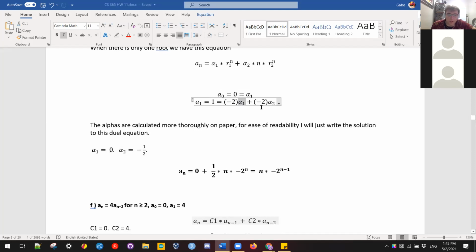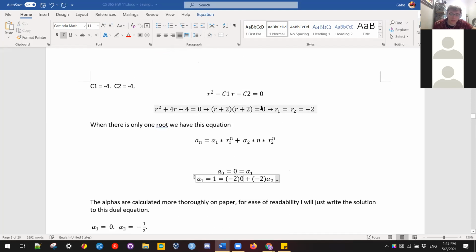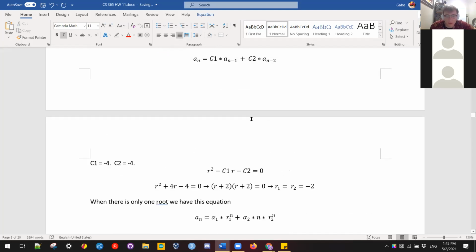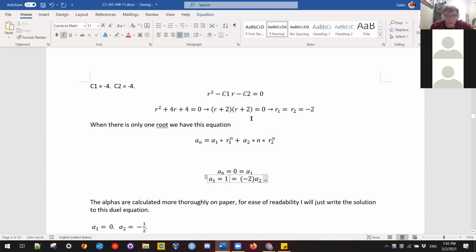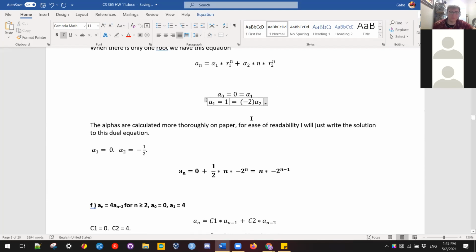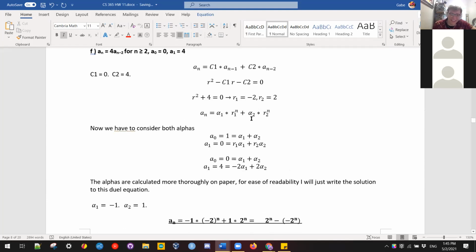Like this, for example, right? Like you just put 0. Yeah, 0 would get put into there, and then the only way to get 1 from that is to make alpha 2 negative 1/2. I didn't even think about that. Yeah, I totally agree with you. That would have been a lot easier when I was doing that. Well, it's good to know now.